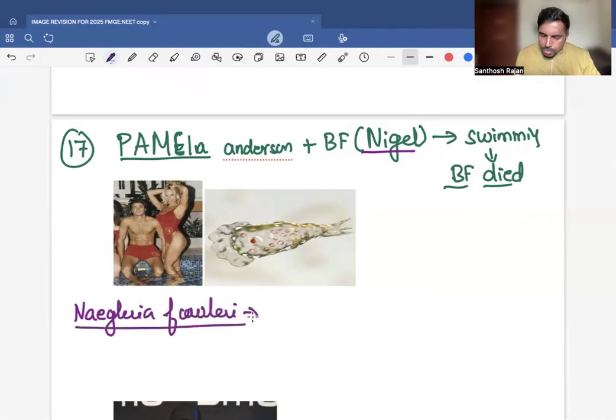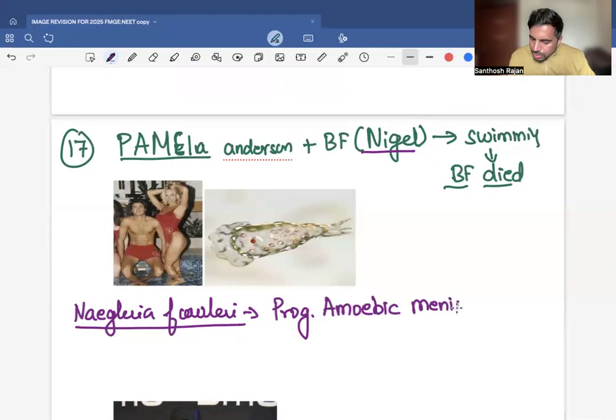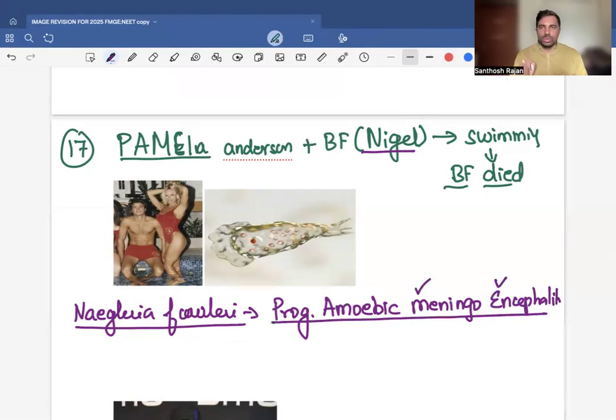You have to know why I put the Pammy word, because every word here is important. You'll confuse it with Acanthamoeba. So when you make it Pamela Anderson, it becomes so easy. Why? The disease you're seeing here is primary amoebic meningoencephalitis. So basically, you have meningitis also, encephalitis also. That's very important. Both terms are there, so don't make a mistake in this.